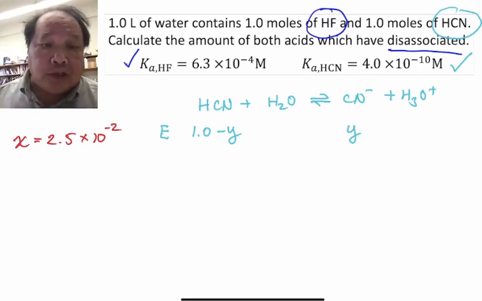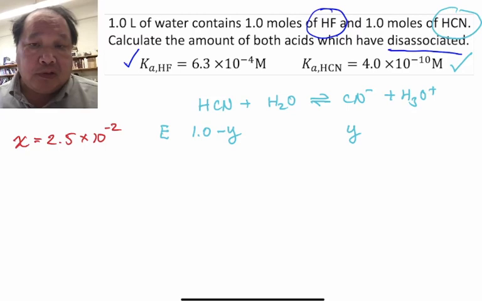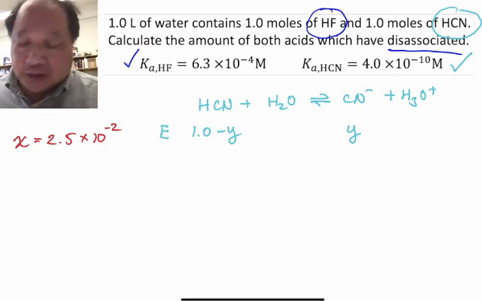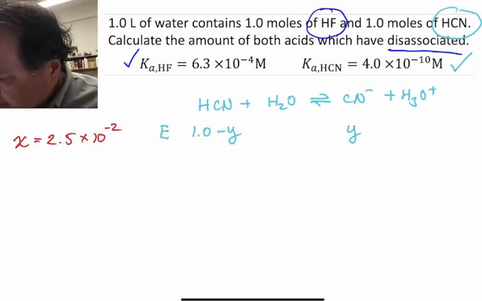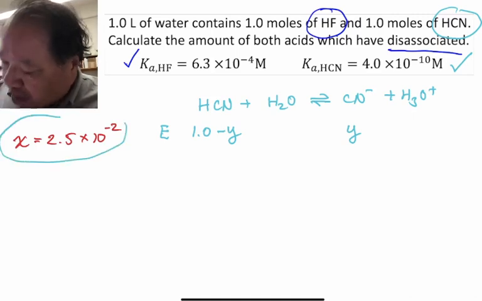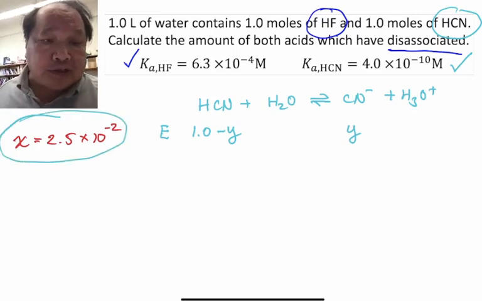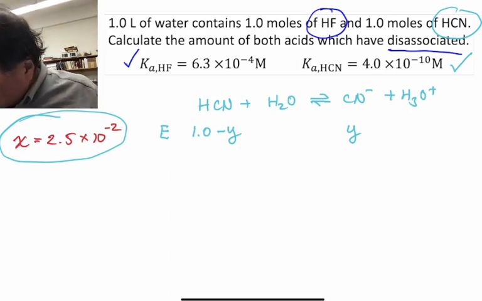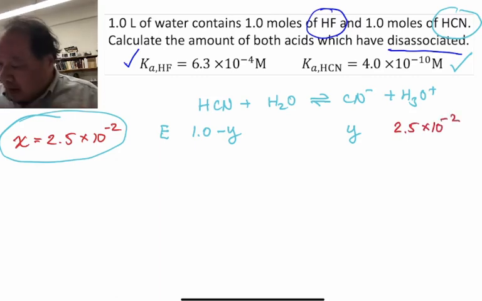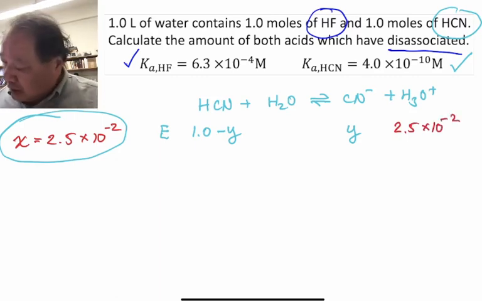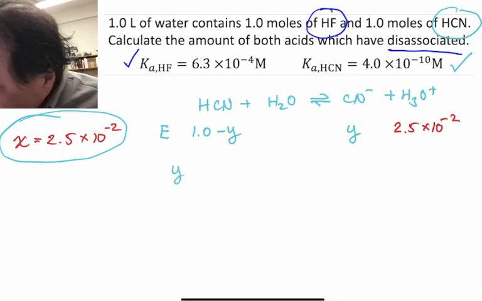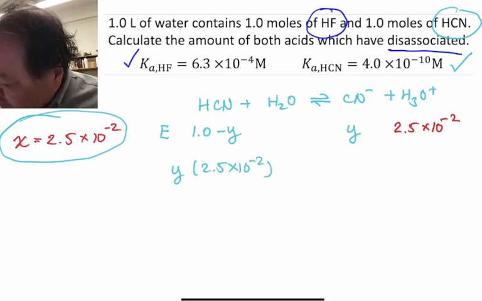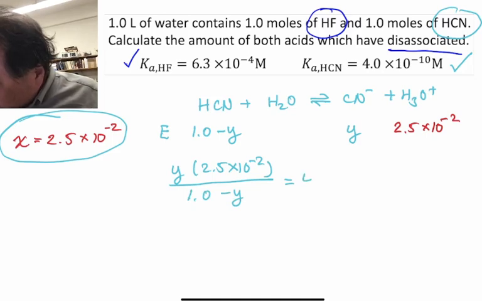All the H3O plus came from the HF. None of it really is going to come from this reaction, and so we can just use this number here. That's the amount of H3O plus that came from the HF reaction and just put it in directly right here, 2.5 times 10 to the minus 2. And if we do that, then we end up with the expression that Y times 2.5 times 10 to the minus 2 divided by 1.0 minus Y equals the Ka.